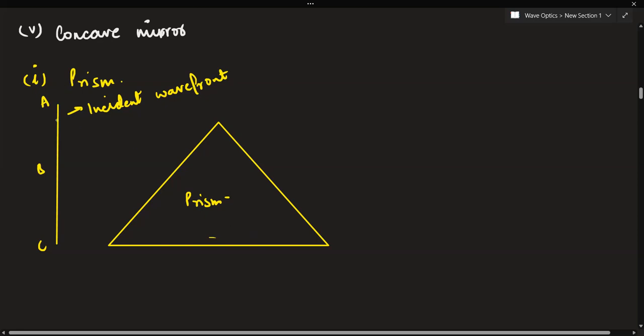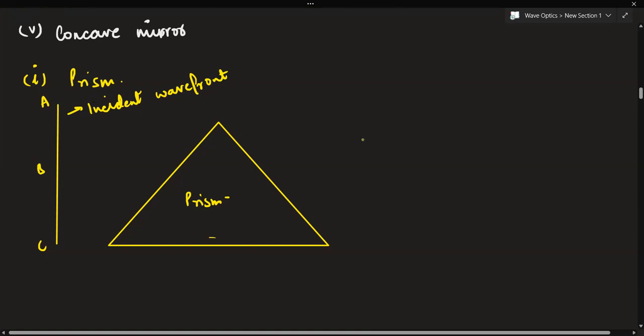While the upper part of the incident wavefront, this point A, travels through the minimum thickness. This is the minimum thickness of the glass prism. So it is slowed down the least, meaning the speed is maximum. So the speed will be more in case of the A part because the thickness is minimum over here. So if the thickness is minimum, then the speed of light, that is the speed of the wavefront, will be more.